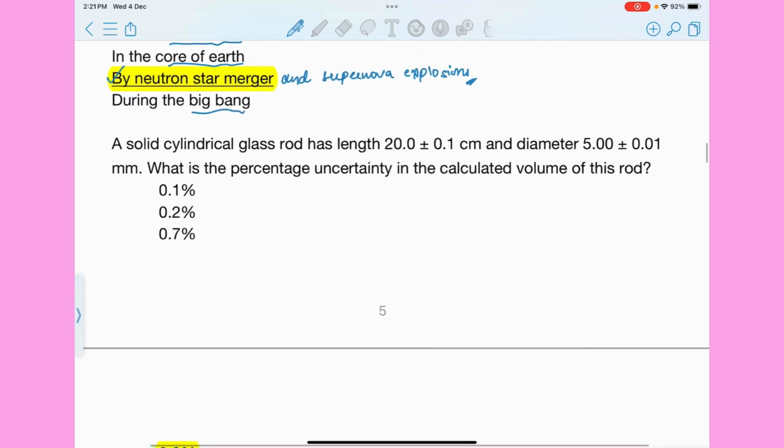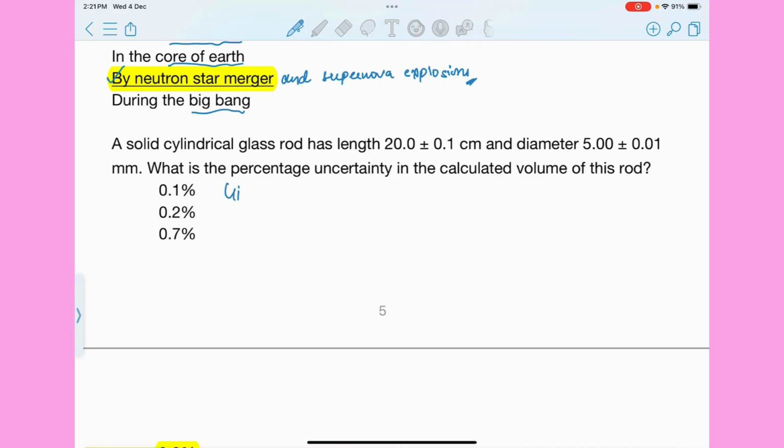A cylindrical glass rod has a length 20 plus minus 0.1 centimeter and diameter 5 plus minus 0.01 millimeter. What is the percentage uncertainty in the calculated volume of this rod? Okay, so to find the percentage uncertainty in the volume of the cylindrical rod, we need to calculate the combined percentage uncertainties in both the length and the diameter.